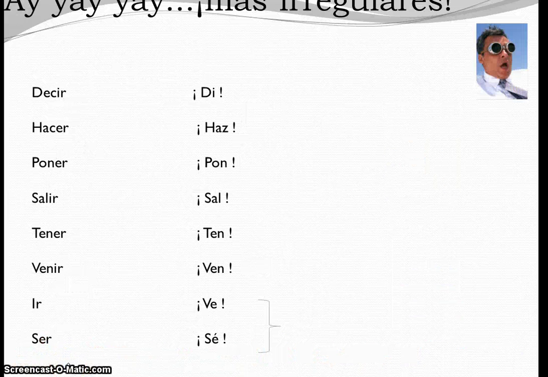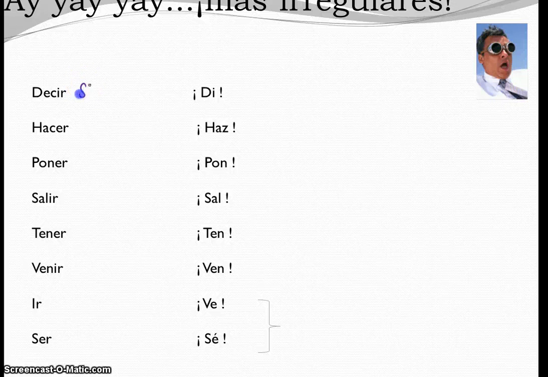Ay, ay, ay, más irregulares. There are some irregulars here. The irregular of decir is di. The irregular of hacer, haz. The irregular of poner, pon. Salir, sal. Tener, ten. Venir, ven. Ir, ve. Ser, sé. And notice that sé has an accent.